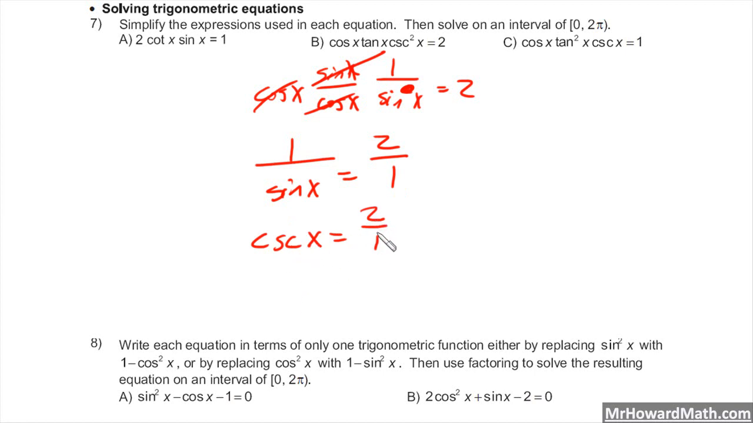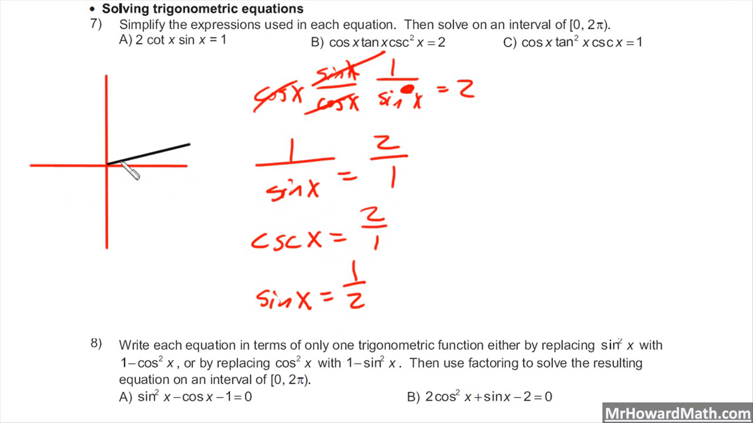So if cosecant x is 2, then sine x is the reciprocal of that. So sine x equals 1/2. The reciprocal of cosecant is sine. So if cosecant is 2 over 1, then sine is 1/2. So what we're asking here is at what angles on the unit circle is the y-coordinate, because we're talking about sine, equal to 1/2.